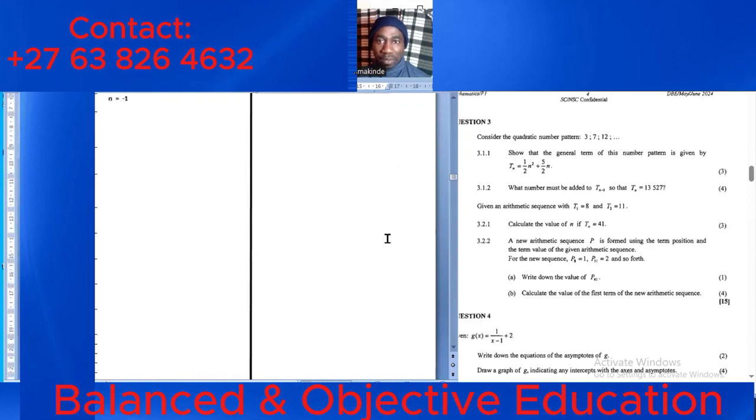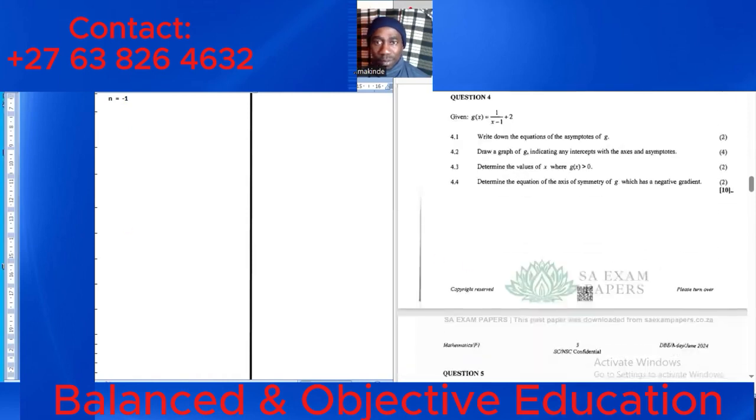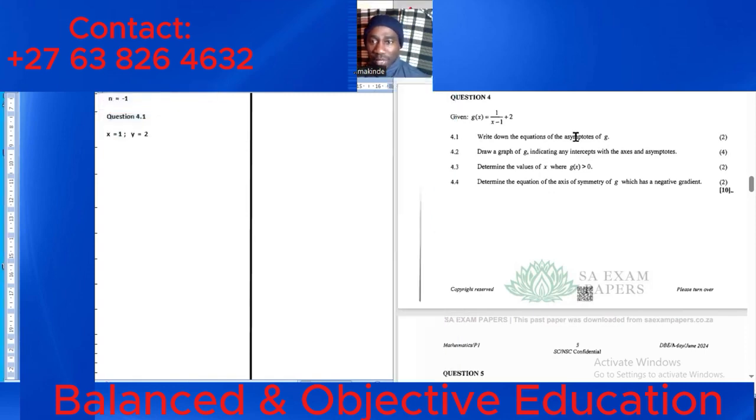Now, question 4. So question 4 is a hyperbolic function. G of x equals 1 over x minus 1 plus 2. All right. So the first thing here is write down the equation of the asymptote of G.